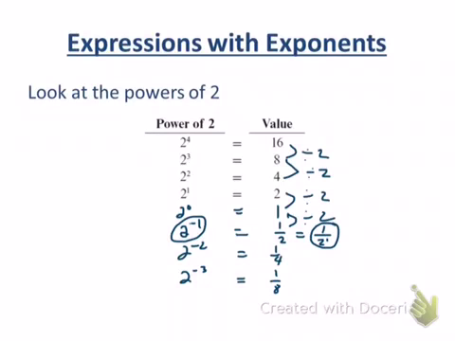It flips things. Right? 4 is 2 to the second. So 2 to the negative 2 is equal to 1 over 2 to the positive 2. 2 to the negative 3 equals 1 over 2 to the positive 3. Okay?